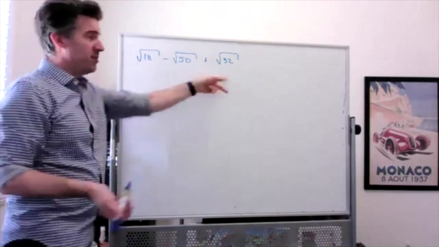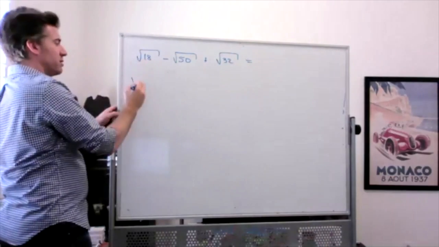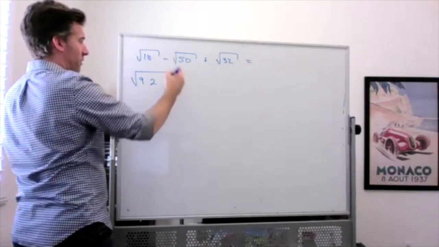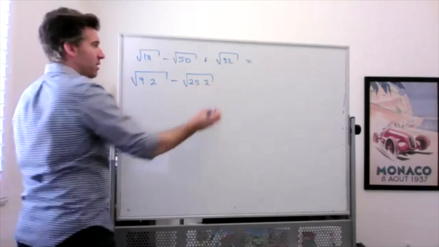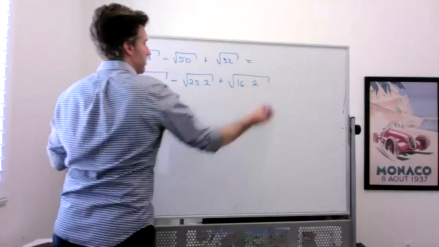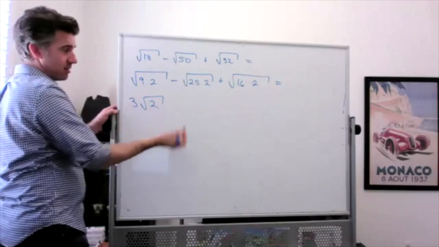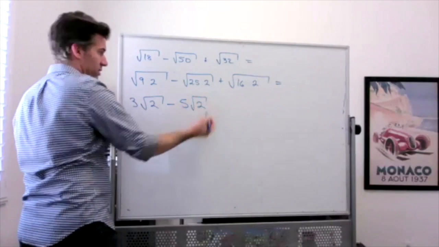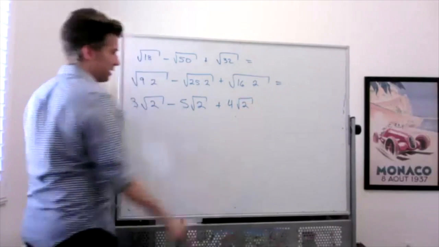What we can do is try and simplify each of these and see if maybe they'll become more similar. So square root of 18 is the square root of 9 times 2. Square root of 50 is the square root of 25 times 2. And the square root of 32 is the square root of 16 times 2. Square root of 9 is 3. The root 2 still stays. Square root of 25 is 5. The root 2 still stays. Square root of 16 is 4. The radical 2 still stays.